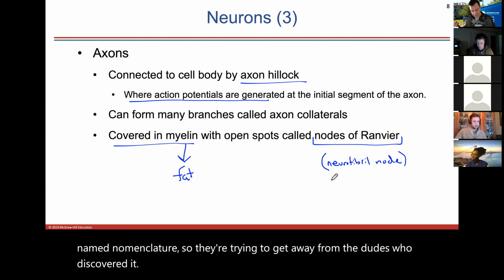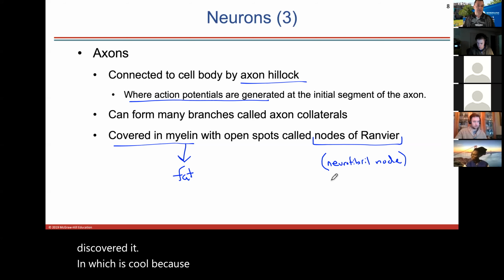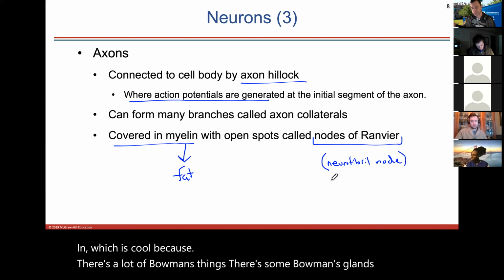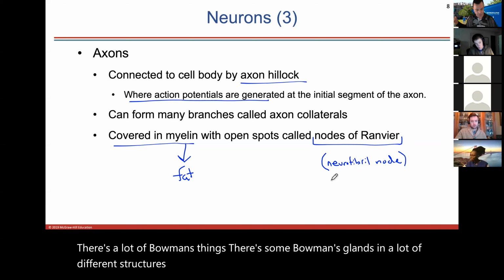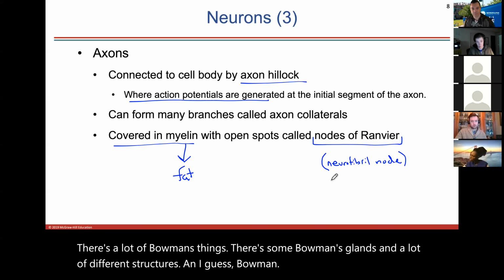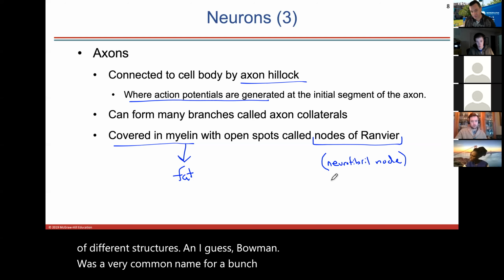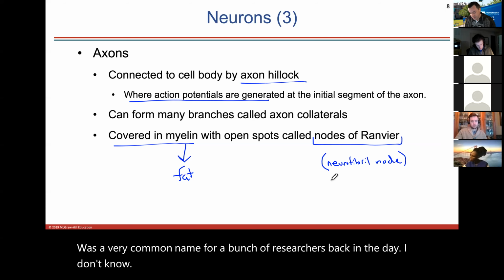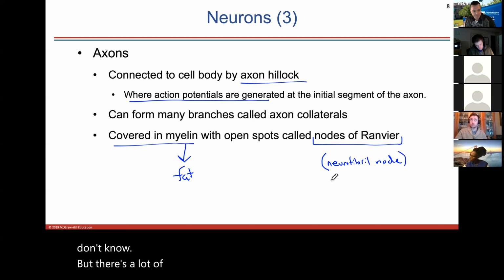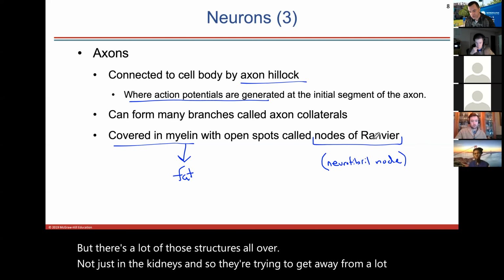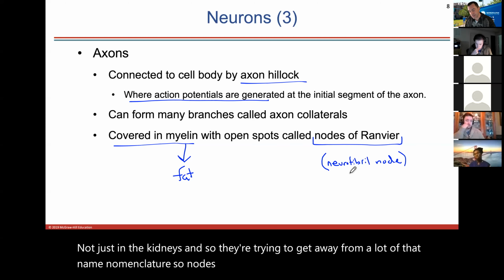Which is cool because there's a lot of Bowman's things. There's some Bowman's glands and a lot of different structures. And I guess Bowman was a very common name for a bunch of researchers back in the day. I don't know. But there's a lot of those structures all over, not just in the kidneys. And so they're trying to get away from a lot of that name nomenclature. So nodes of Ranvier is one of those things that they're trying to get rid of.